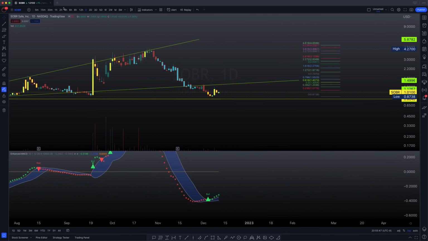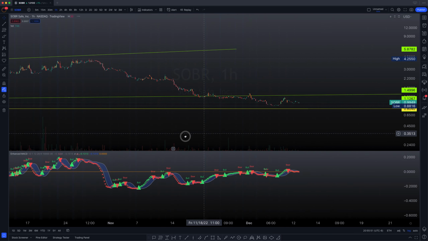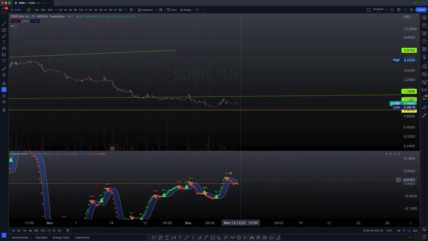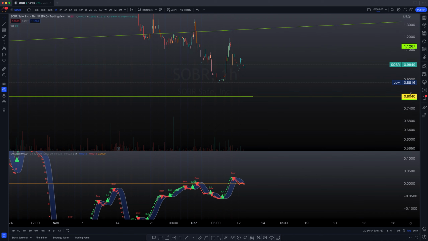Let's go ahead and open up the immediate short-term time frame, so let's look at the hourly. The hourly Enhanced MACD is suggesting a short signal. It is giving us a sell signal starting from right up here. And even though we've recovered a little bit, it still is suggesting downside continuation to this bottom area here. So Enhanced MACD is giving us that suggestion.